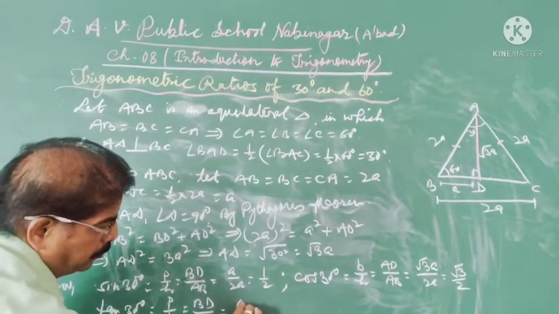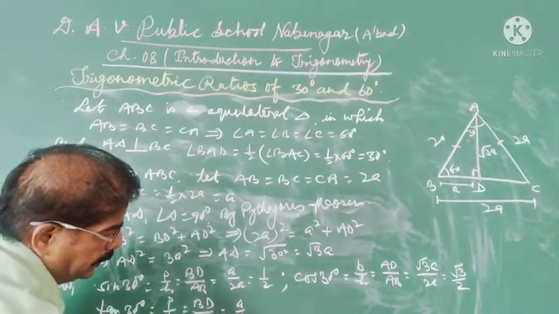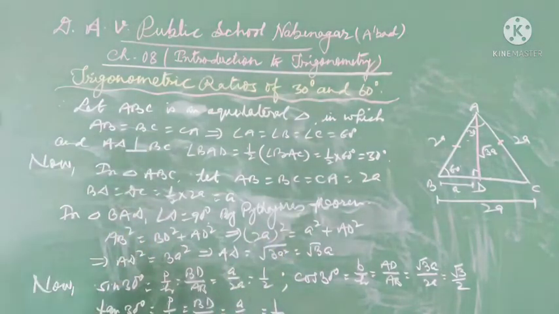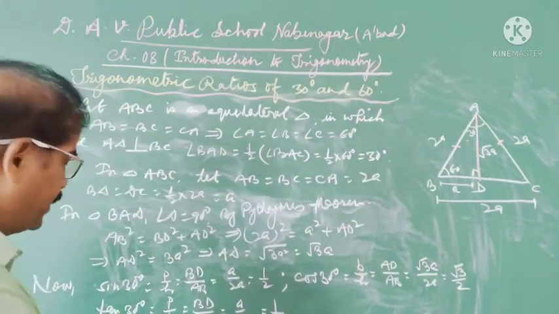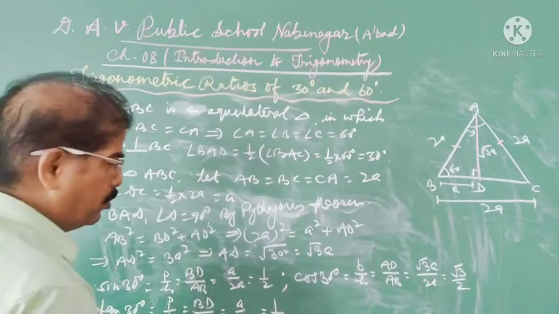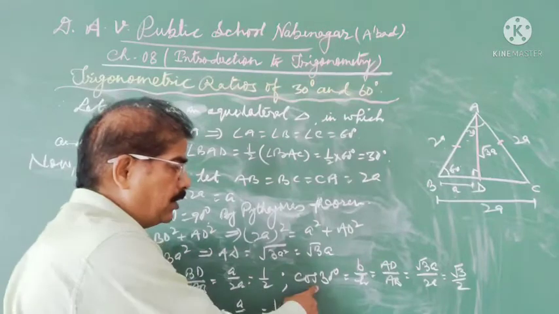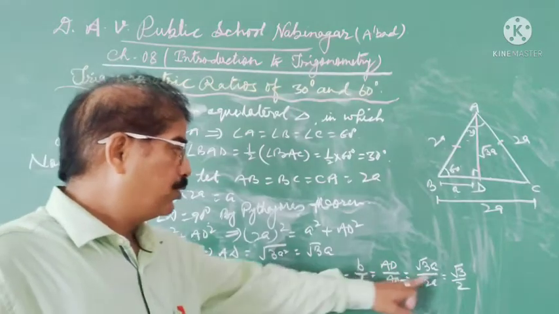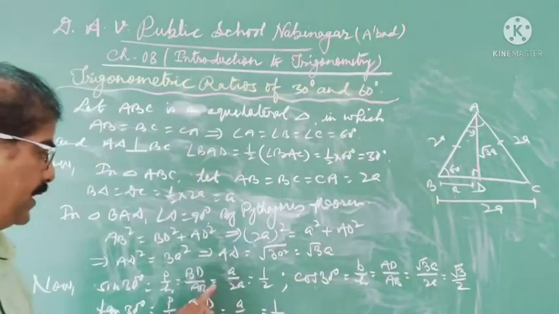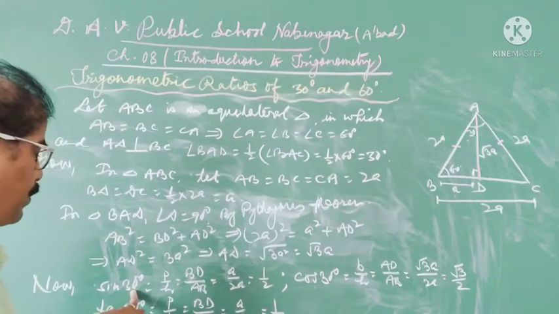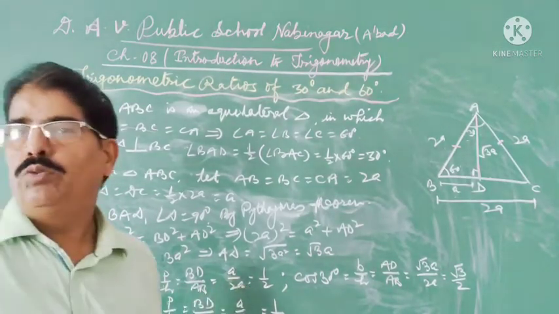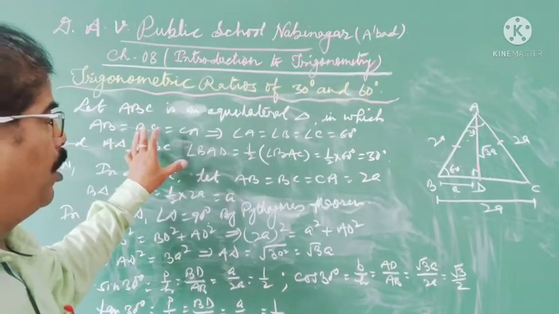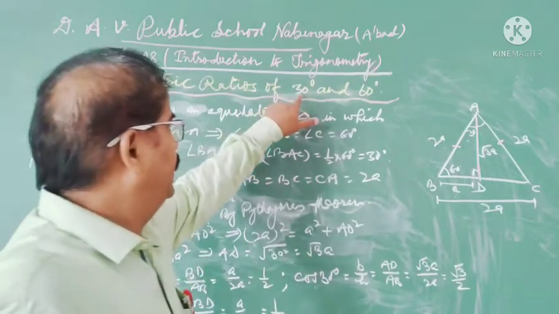So BD is equal to A, AD is equal to root 3 A, A cancels, 1 by root 3. So cot 30 is the reciprocal of tan 30, root 3. Sec 30 is the reciprocal of cos 30, that is 2 by root 3. And cosec 30 is the reciprocal of sin 30, that means 2 by 1, 2. So these are all the T ratios of the angle 30 degree.